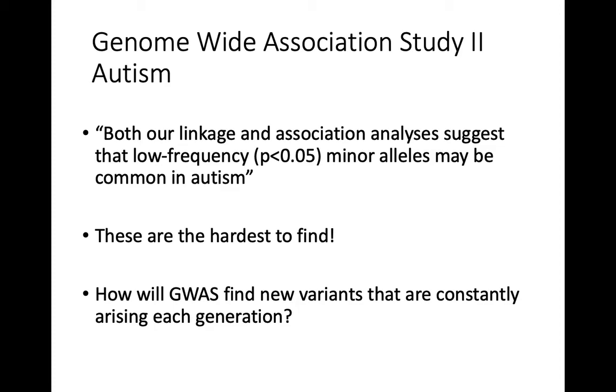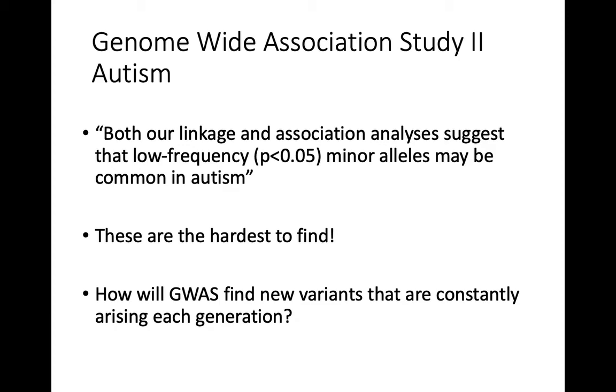And in this paper, there's an important point that was made. They stated, both our linkage and association analysis suggests that low frequency, less than 0.05 frequency, minor alleles may be common in autism. Let me just restate what they're saying there. What they're saying is that the alleles that cause autism might be at very low frequency in the population. And there may be many of them. It turns out those may be very hard to find. And let me explain why they are hard to find.